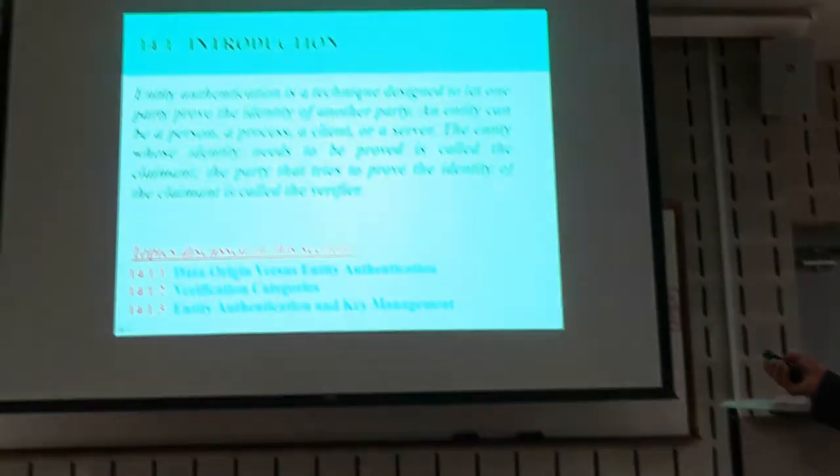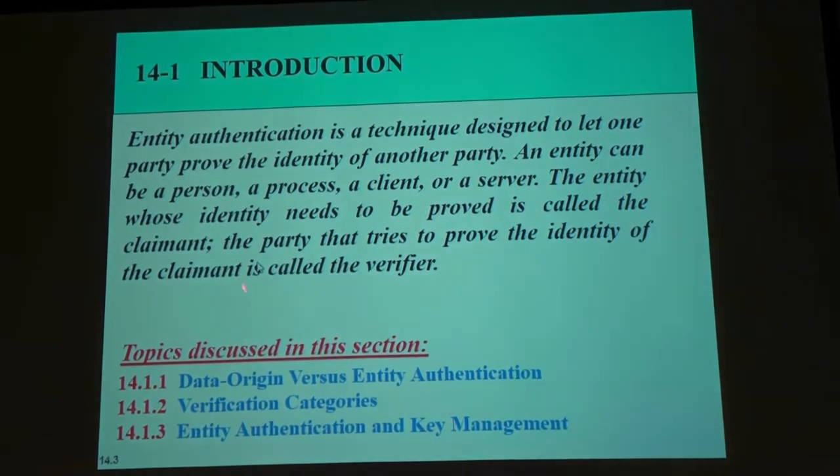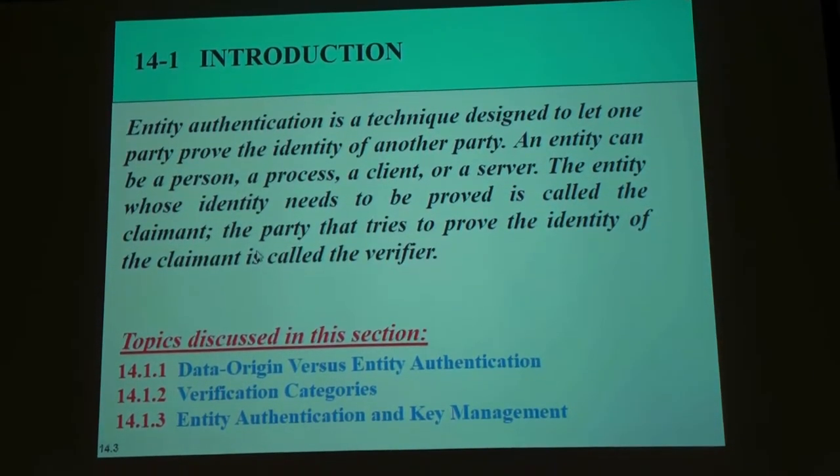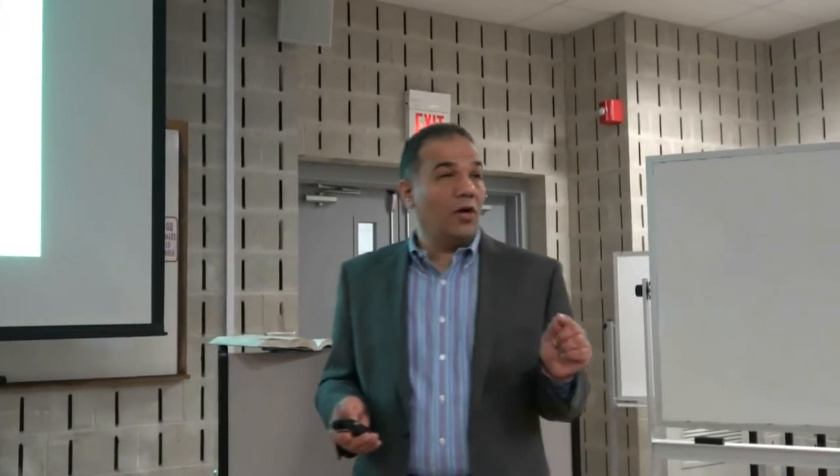So a client or a server, the entity whose identity needs to be proved is called the claimant. Claimant, I claim it's me. And the party that tries to prove the identity of the claimant is called the verifier. So we have a claimant and we have a verifier, all right? And again, don't tell me the claimant is the client and the verifier is the server. It could be the other way. So everybody has to be authentic to everybody, or everything has to be authentic for everything, okay? It's very important. Many people are not aware of that.